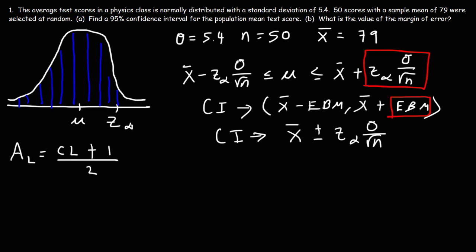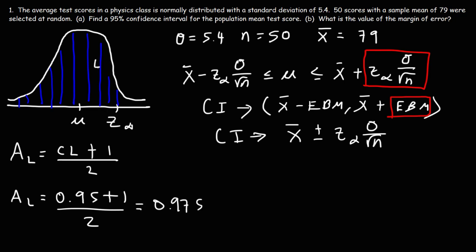So the confidence level is 95%. So that's 0.95 as a decimal. So this is going to be 1.95 divided by 2. And so you should get 0.975 for the area. So that's the area of the shaded region. It's 0.975. Now what you need to do is you need to take the positive z-score table and get the z value that corresponds to this area.